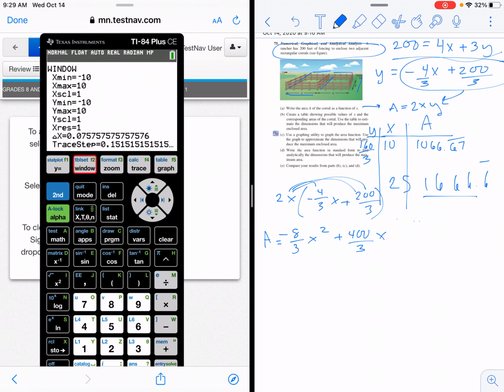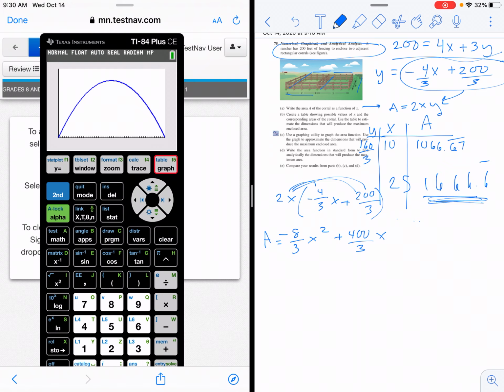So I'm going to go to Window. We're talking about dimensions. It can't be negative, so let's call it 0. And the maximum, maybe we'll say 50. The y minimum, area can't be negative, so we'll say 0. And we know the maximum from the table over here, so we can do somewhere around there. So maybe I'll do 20,000. And then hit graph. Ooh, 20,000 was really too big. Oh, why did I do 20,000? 2,000. Okay, there. Now we have a nice, beautiful picture.